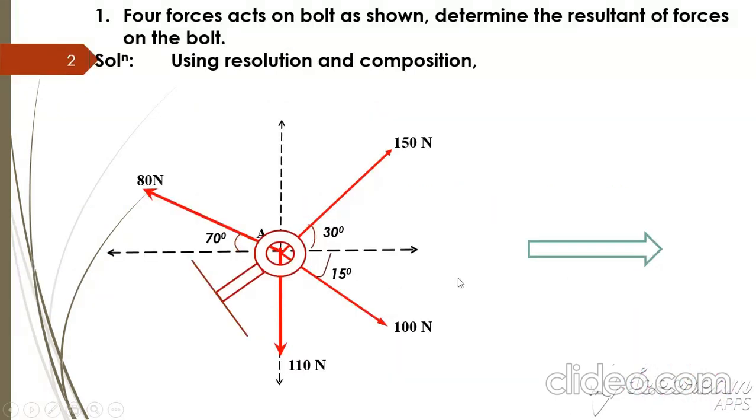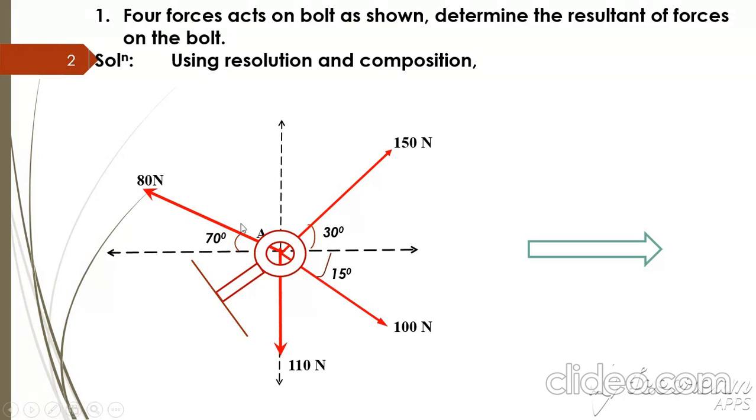Let's consider the first one. Four forces act on a board as shown. Determine the resultant of the forces on the board using the resolution and composition method. Now here there are four forces acting on a board, so it is a four-force system. So the triangle law and parallelogram law methods are not valid in this case. For solving this, we have to resolve all these inclined forces into horizontal and vertical components.